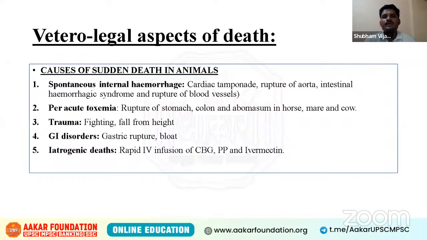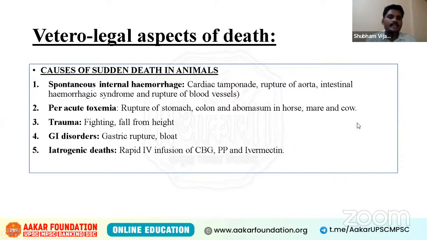And the next one is peracute toxemia. This happens by the rupture of the stomach or the intestine, especially the colon in horse or mare, and the abomasum in cow. Here you have understood, right? Colon in horse and mare, and abomasum in cow.